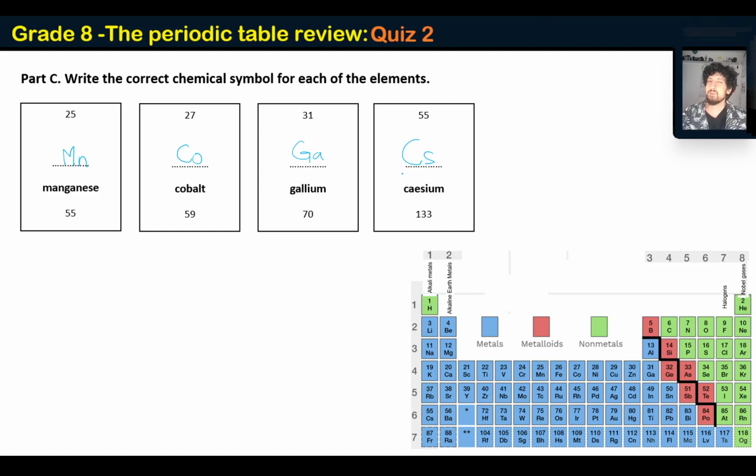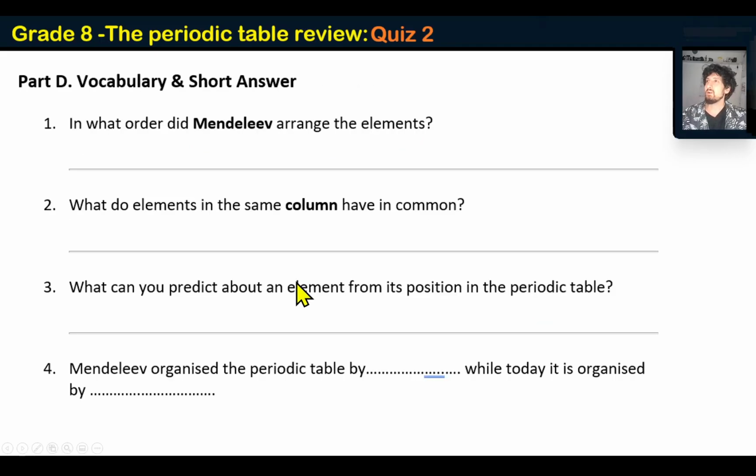CS. That used to be the name of a game, Counter-Strike. I don't know if you guys remember that. Counter-Strike. I used to play it back in the day. Anyway, Cs. Cesium. Moving on.